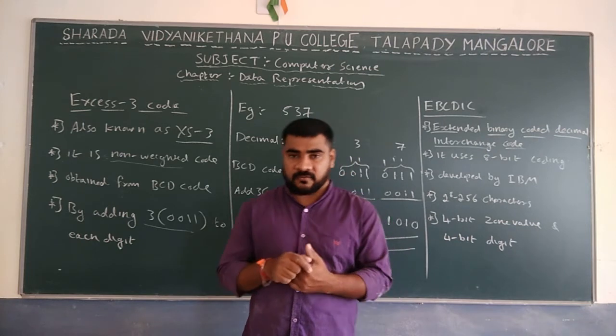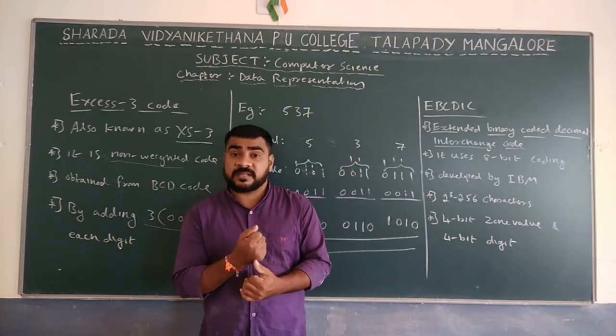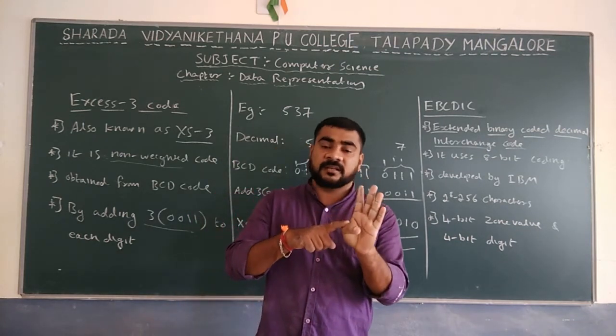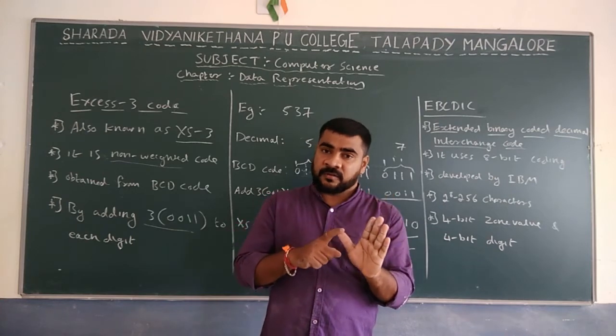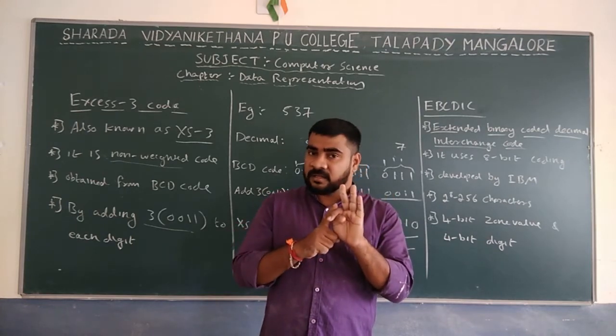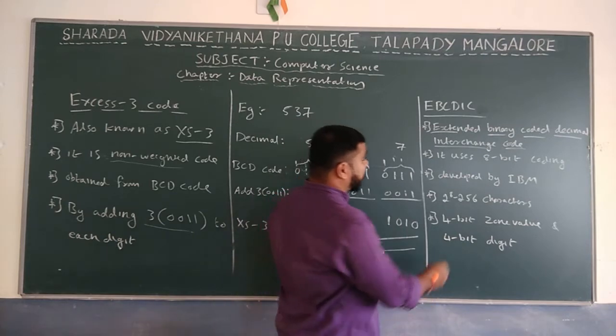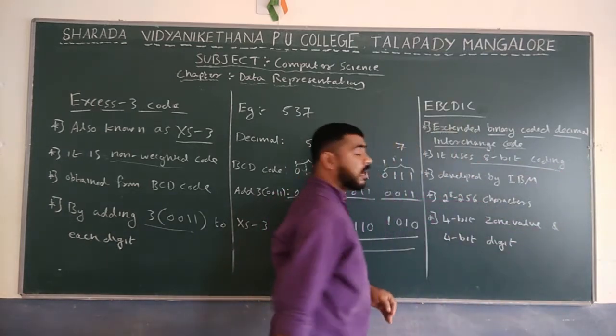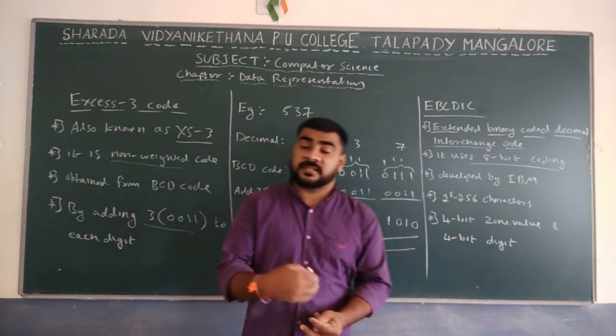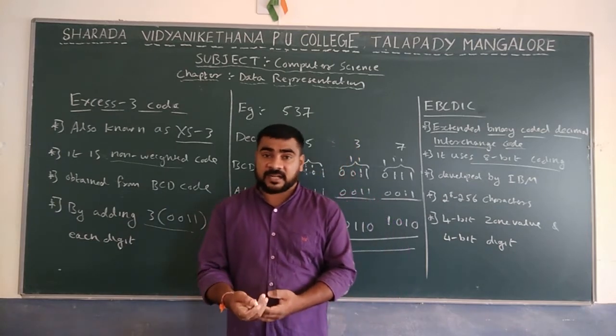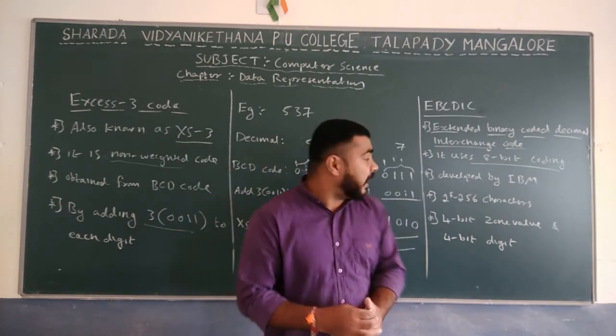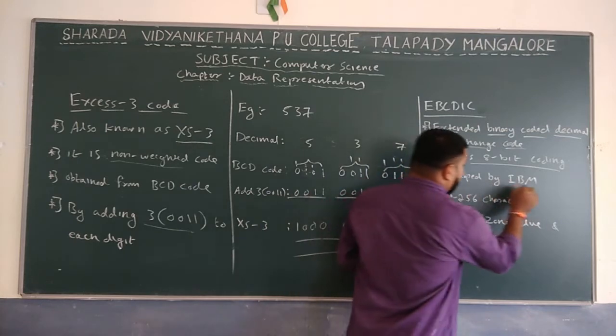What is the extended version of the BCD? Extended version means in case of BCD we studied 4 bit, then 6 bit. Here is the 8 bit coding. It uses 8 bit coding to represent data, or to represent any character. It uses 8 bits. It was developed by IBM.